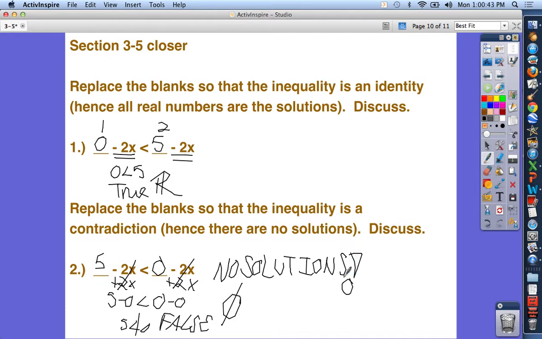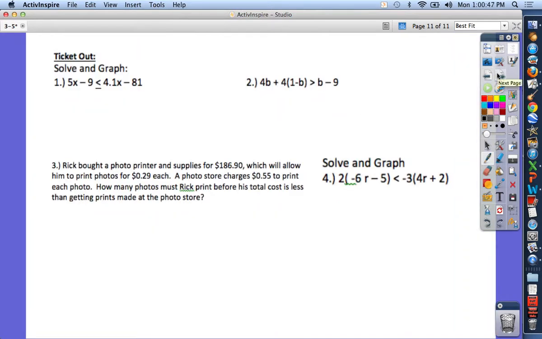Now that you've filled out all your notes, you can go ahead and there's a ticket out. Go ahead, please do your ticket out, and then you may begin working on your homework. For this ticket out, when you're done with it, please turn it in.